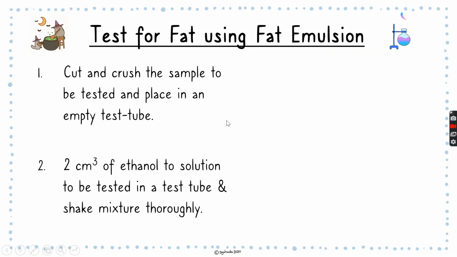So here we go. Test for fat. The first thing you have to do is to cut and crush the sample to be tested and place it in an empty test tube. This is a little bit different, and this is where a lot of people get it wrong. You should add 2 cm cube of ethanol to the solution to be tested, and then you shake it very, very thoroughly. You don't put in water. This time you put in ethanol instead.